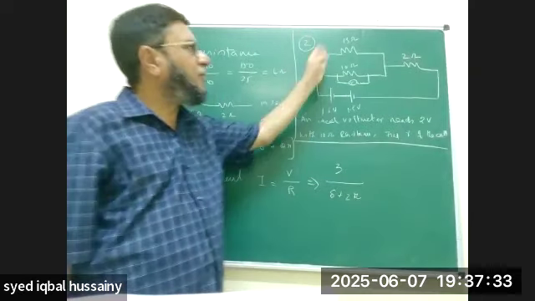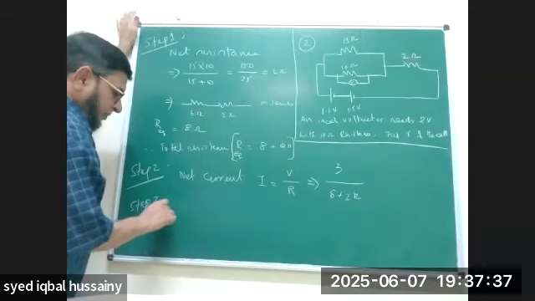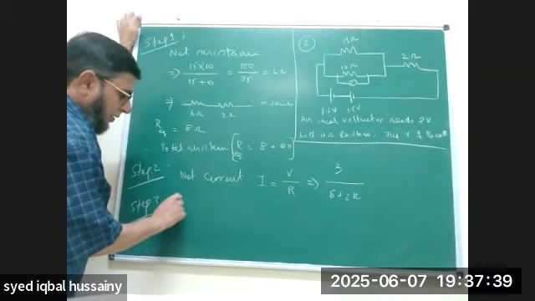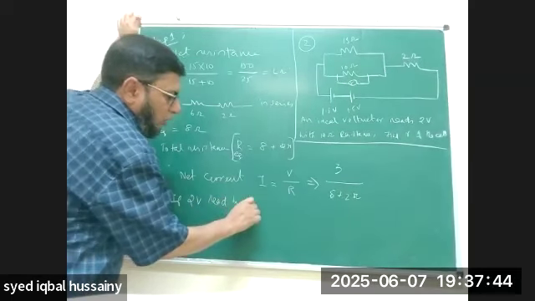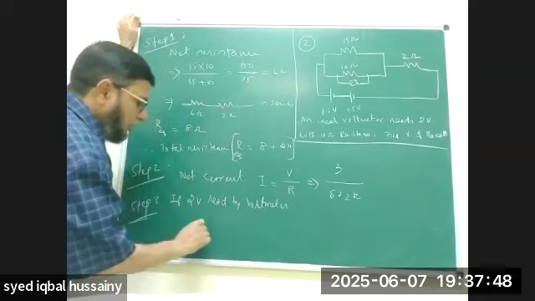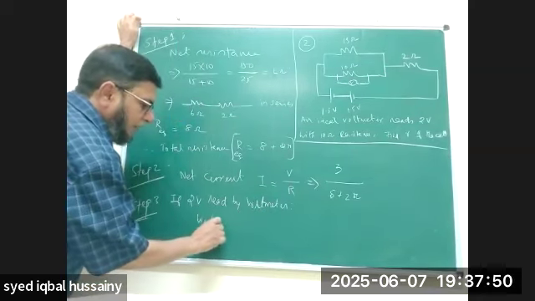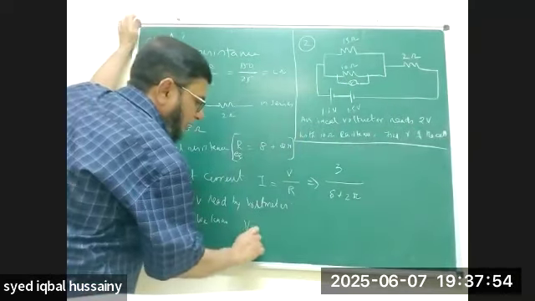So what formula can we use for this? V equal to IR. Step 3. If 2 volt is read by the voltmeter, so we know V equal to IR. In this place we are applying Ohm's law. So V equal to IR.